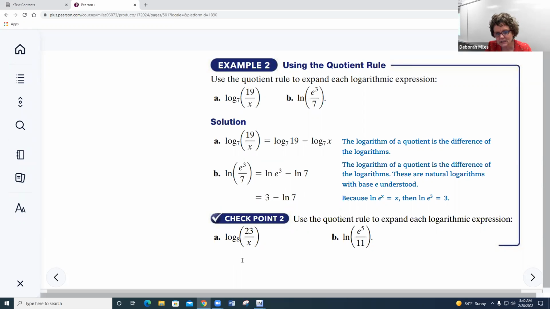And again, I didn't type checkpoint 2 because it's identical to these two with different numbers. I've typed some problems when the exercises get a little bit more difficult than the example shown in the book. All right, let's figure out one more rule.